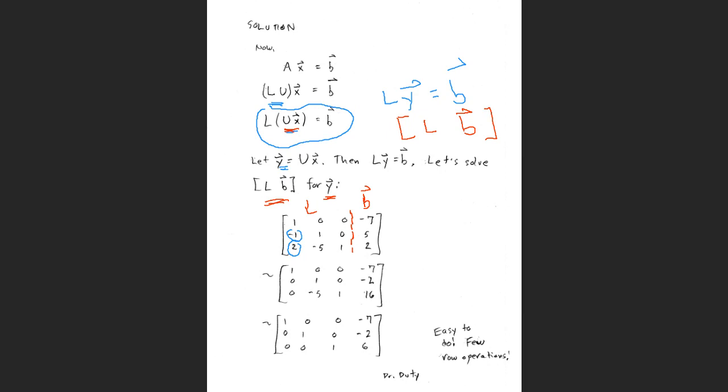So what we're going to do then is take 1 times row 1, add that result to row 2, and replace row 2 with that result. And we're going to take -2 times row 1, add that result to row 3, and replace row 3 with that result. Just a couple of row operations, no big deal.